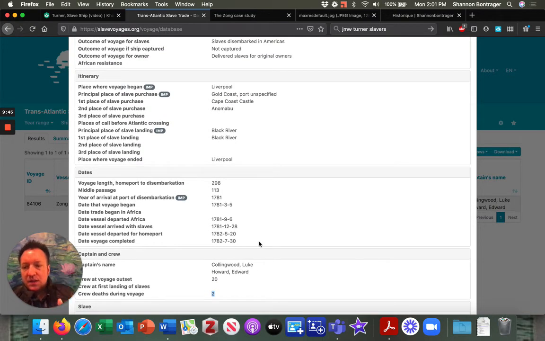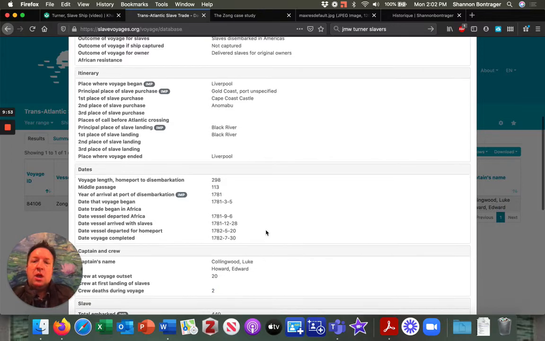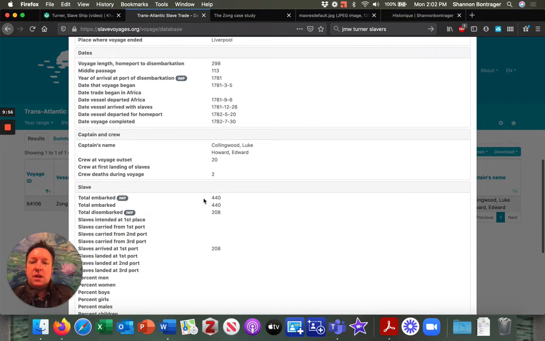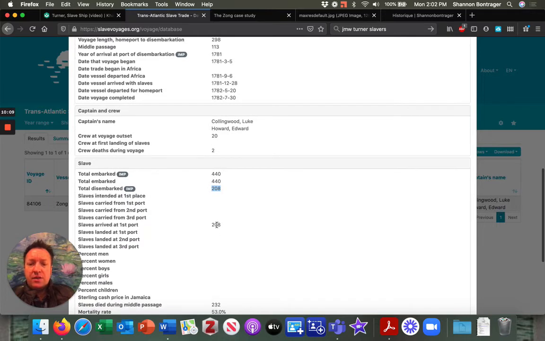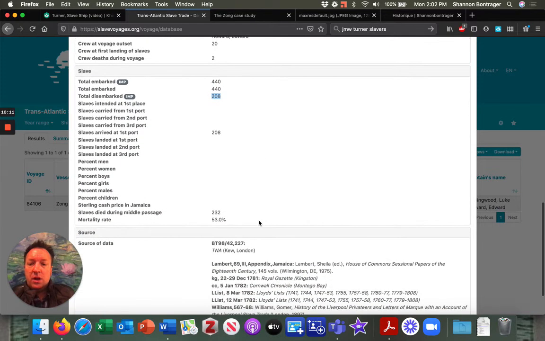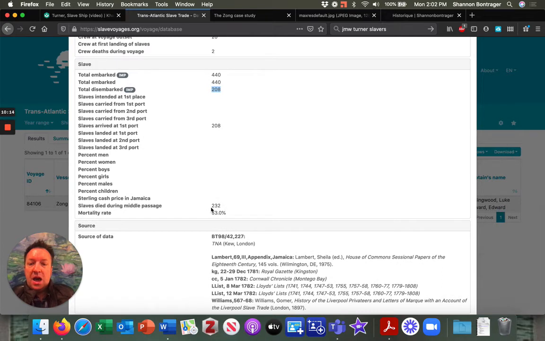Now, what makes this voyage so horrific, although all of the voyages are horrific, but this one particularly so, is the numbers I'm about to show you next, which is slaves themselves, 440 got on the boat from Africa, but you can see here that 208 got off the boat or disembarked. And they all got off at the first port along the Black River. So if we scroll down here, we have also, they kept records, 232 slaves died during the Middle Passage, which is a mortality rate of 53%.